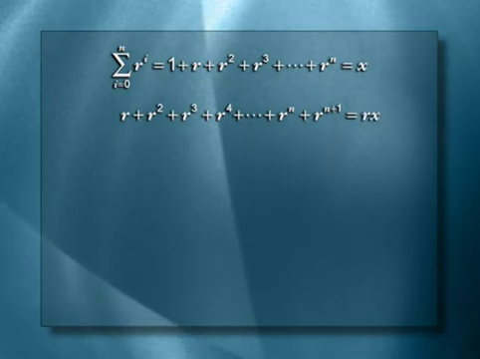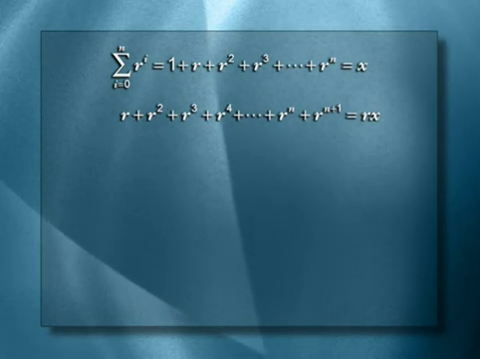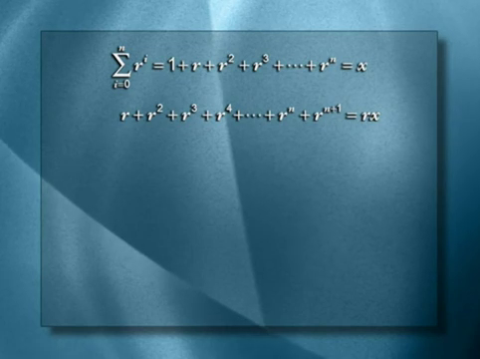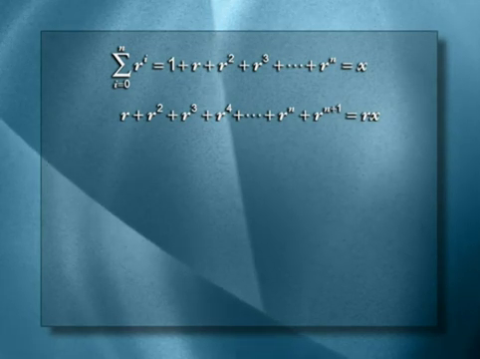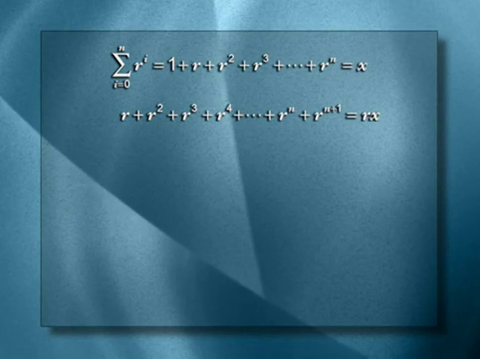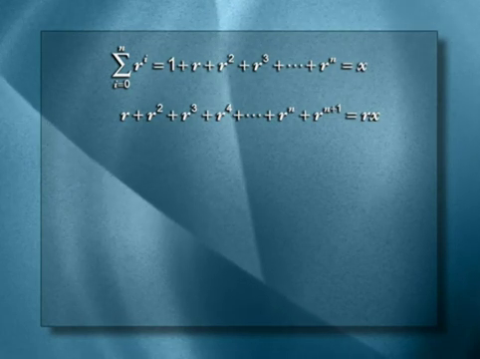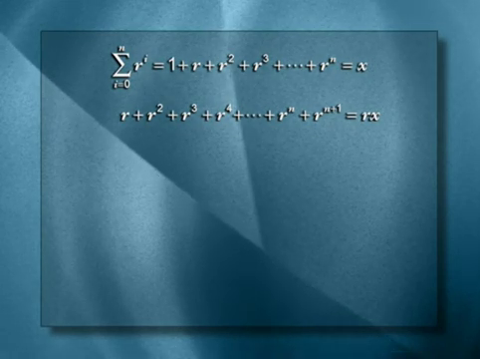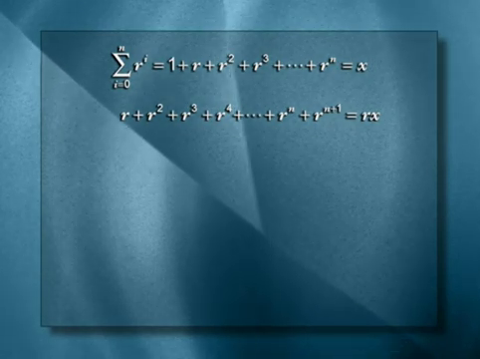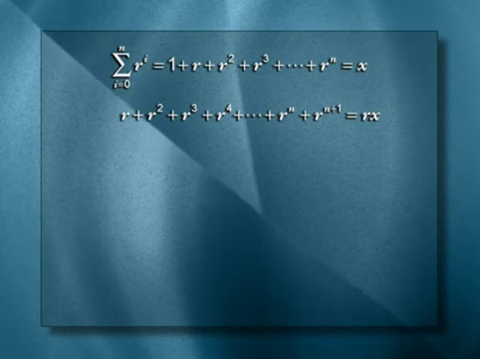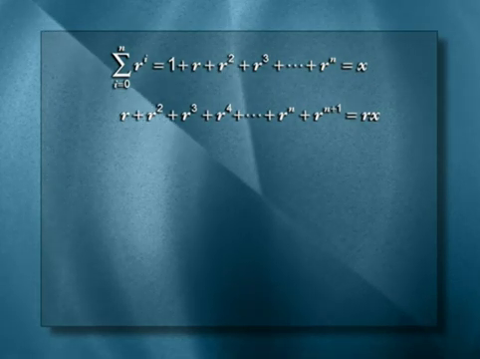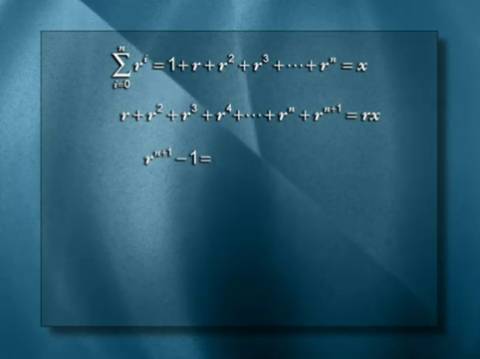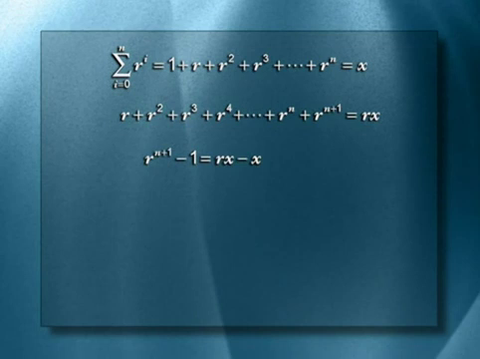And now subtract the two equations, the second equation minus the first. Notice that all the terms on the left cancel each other, except for two. Two terms remain, two survive. r to the n plus 1 doesn't have anybody to cancel with. And the 1 in the first equation doesn't have anybody to cancel with. Everybody else has a partner. So the left-hand side simplifies to r to the n plus 1 minus 1. And the right-hand side, of course, is rx minus x.